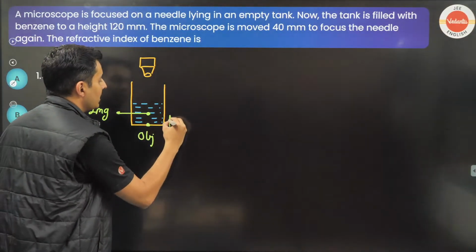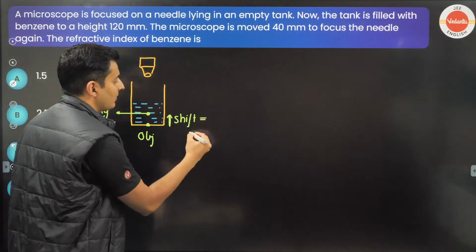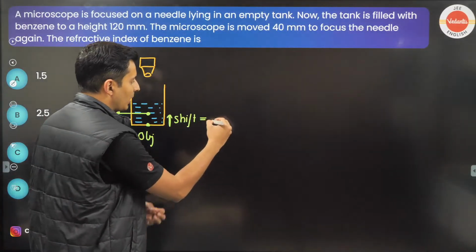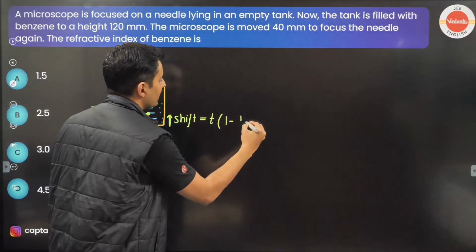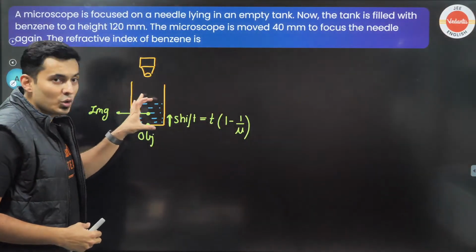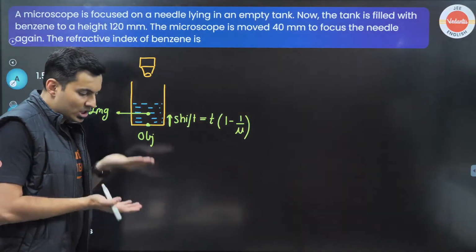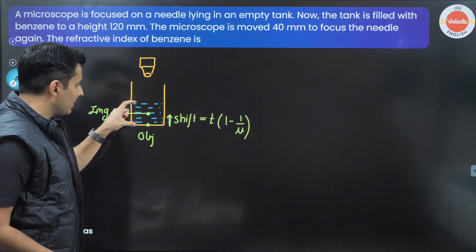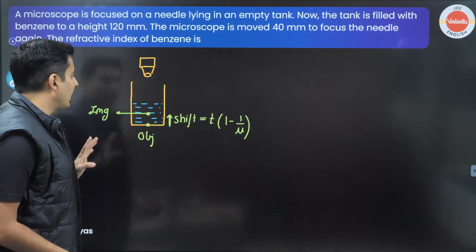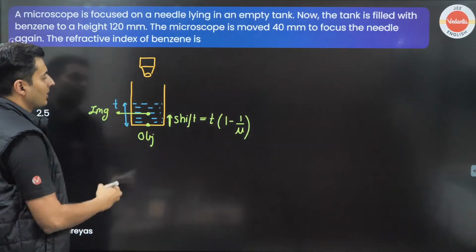So definitely there is going to be some kind of a shift in that image, and that shift happens by this formula: the thickness into 1 minus 1 by mu. This is the formula for the shift when you use a glass slab or a container which has some liquid. Everything below shifts by thickness into 1 minus 1 by refractive index. If you are wondering what thickness is, this is basically the thickness.